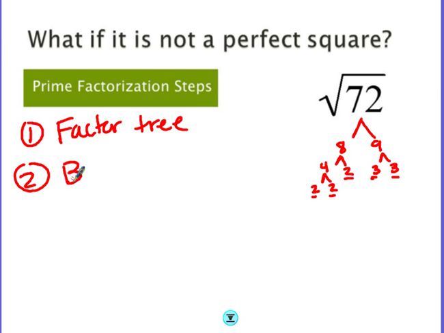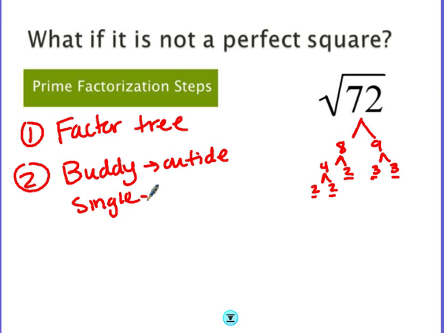If they have a buddy, they go outside. And if they're single or if they're alone, they stay inside. But something is different that's going to happen on this one, and I'll show you. Okay, look. These guys have a buddy. Right? They have a buddy. These guys also have a buddy. So I have 2 buddies. So the 2's and the 3's are going to go outside.